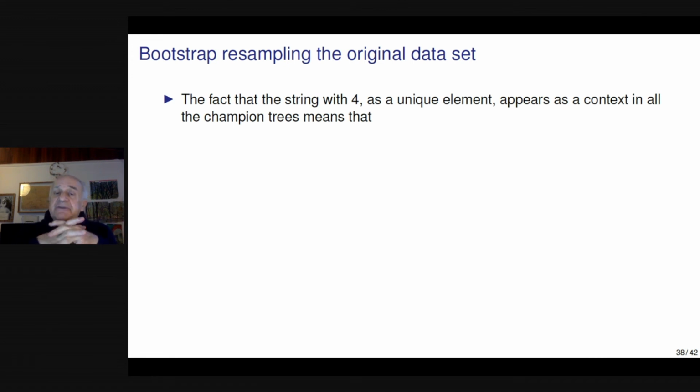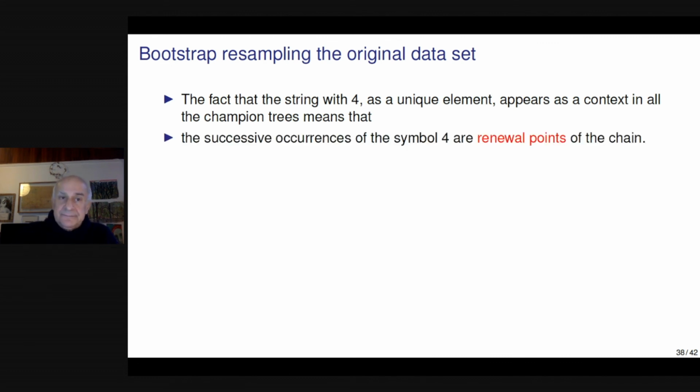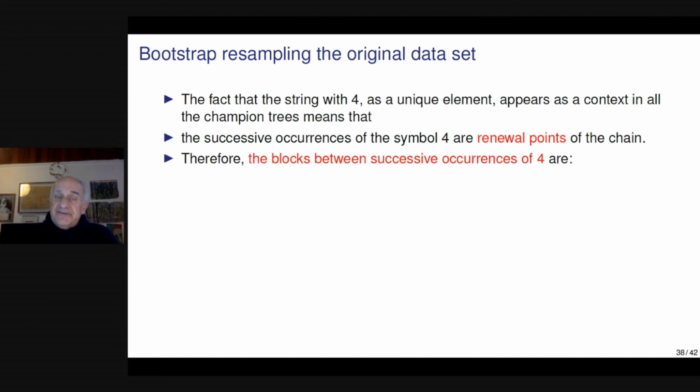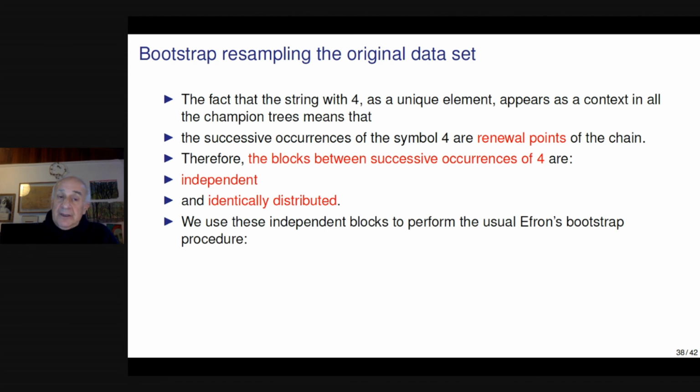The fact that the string with 4 as unique element appears as a context in all the champion trees means that the successive occurrences of the symbol 4 are renewal points of the chain. Therefore, the blocks of symbols between successive occurrences of 4 are independent and identically distributed. Use these independent blocks to perform the usual bootstrap procedure.